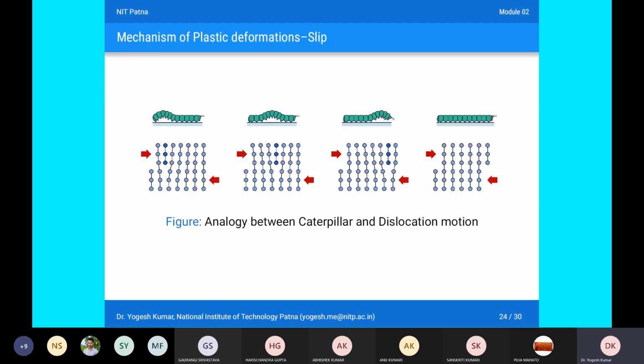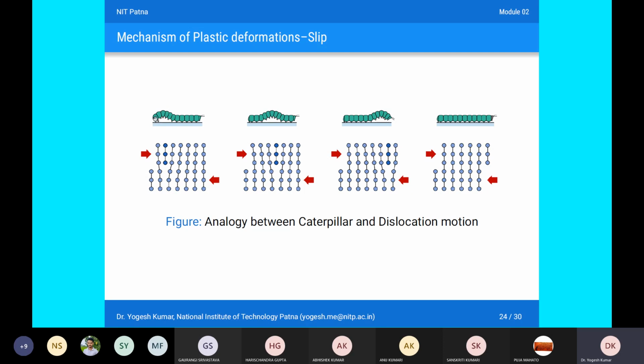Then try to see, I think during the rainy season all of you might have seen caterpillars. Any students, have you seen caterpillars? They look like this. I expect that during the rainy season you might have seen a caterpillar, and you might have observed their motion, how they move.